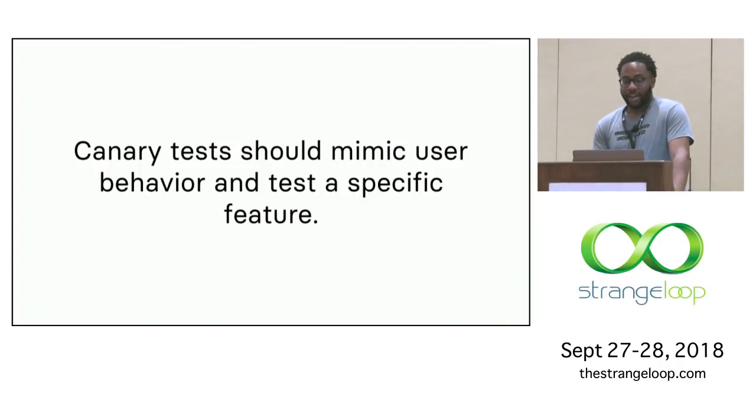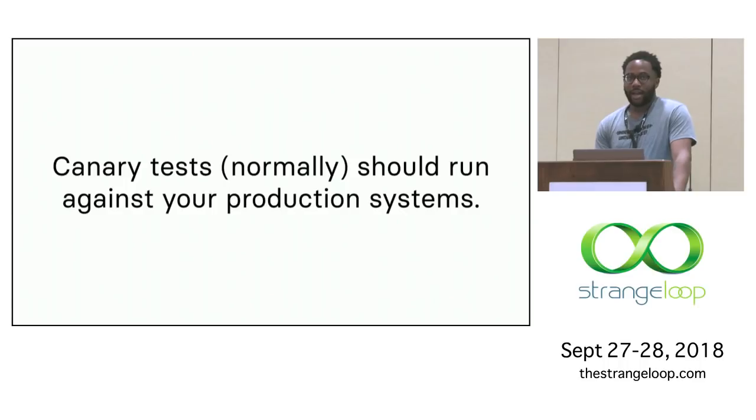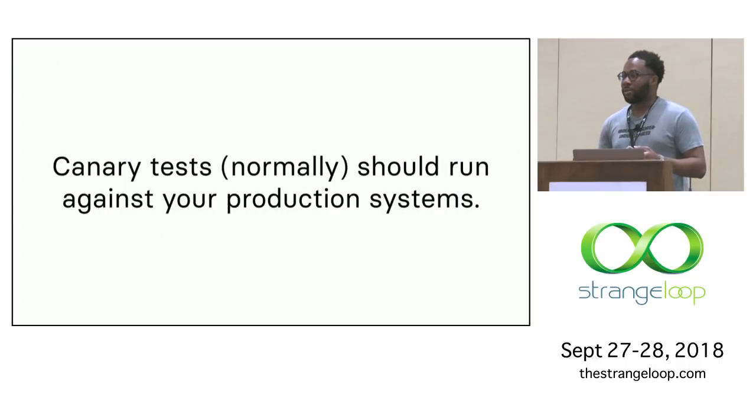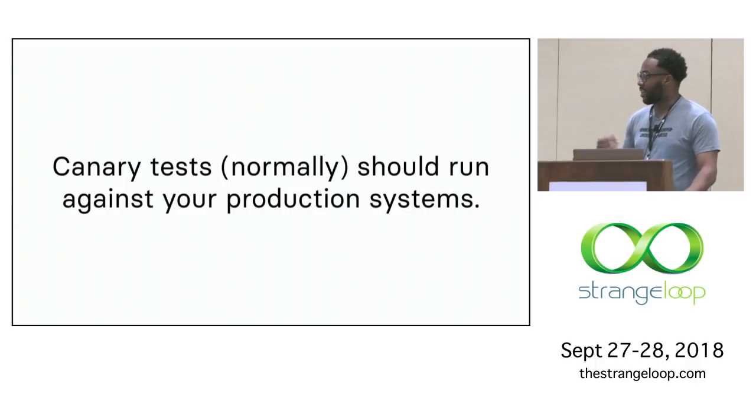Like I mentioned earlier, since it's detecting bugs in user-facing features, canaries should mimic user behavior and test a very specific feature or functionality of the system they're deployed for. And since we want to catch bugs in production before the users notice them, they should normally run against your production system, right? There are exceptions to this rule, but generally speaking, it's good to run them in production continuously.